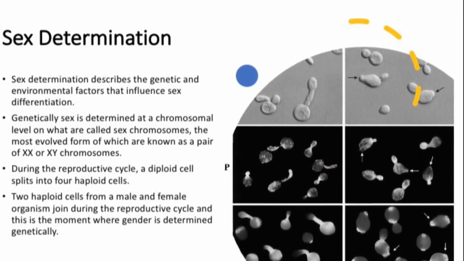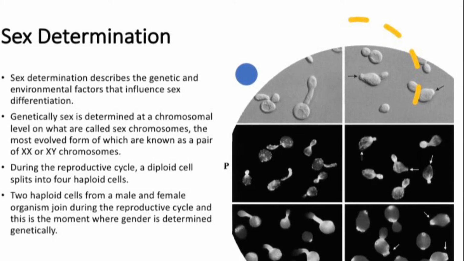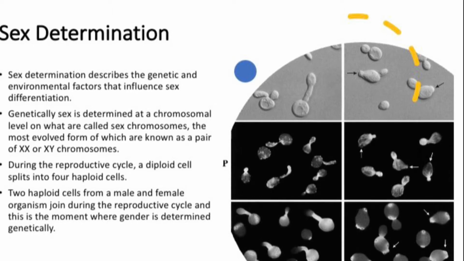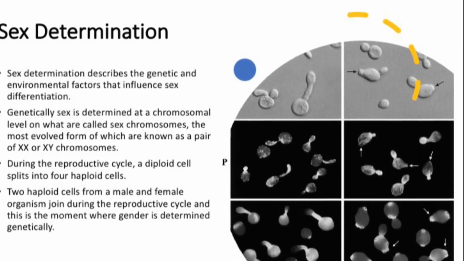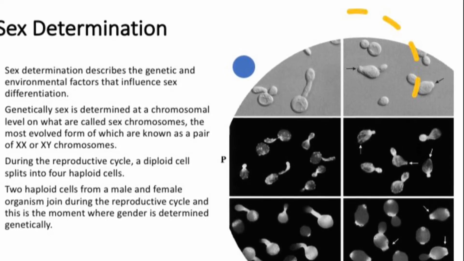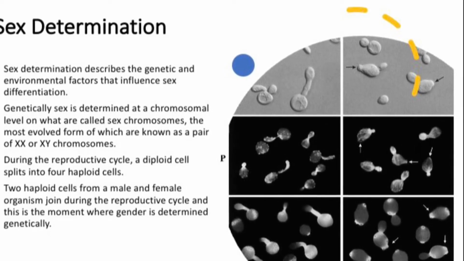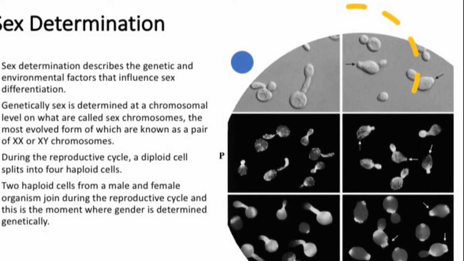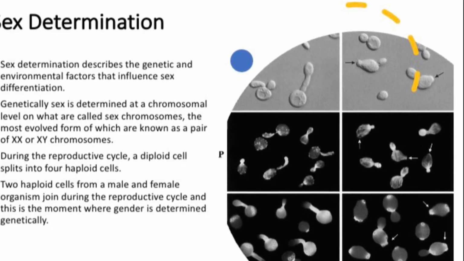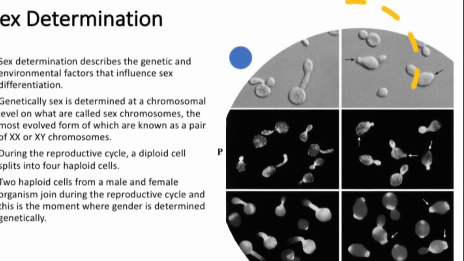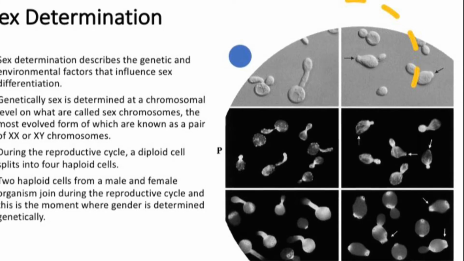Sex determination itself describes the genetic and environmental factors that influence sex differentiation. Genetically, sex is determined at a chromosome level on what are called sex chromosomes, the most evolved form of which are known as a pair of XX or XY chromosomes. During the reproductive cycle, a diploid cell will split into 4 haploid cells. 2 haploid cells from a male and female organism will join together during the reproductive cycle, and this is the moment where gender is genetically determined.